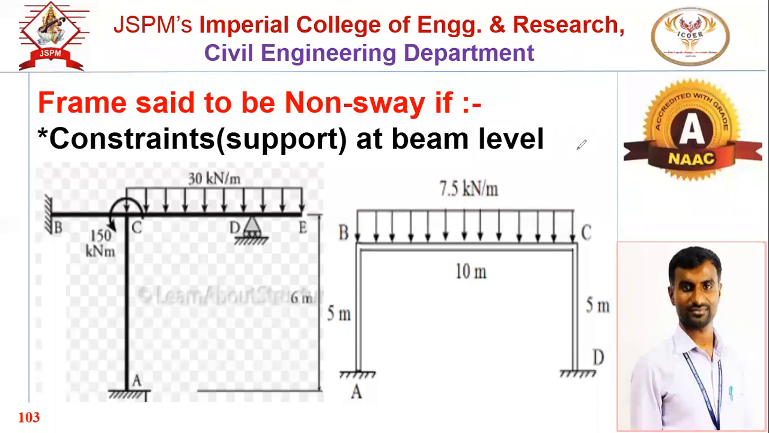Non-sway, very good, correct. This frame is non-sway because the loading is symmetrical. Second point, columns are identical. If you consider the first column and second column, boundary conditions are the same. Columns are identical, and the third column is also identical.